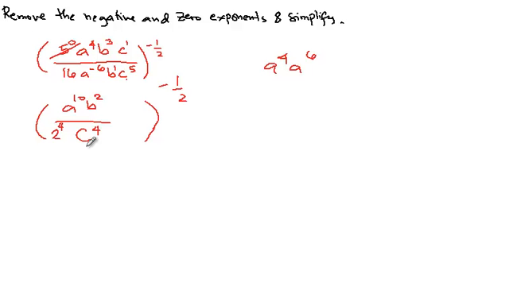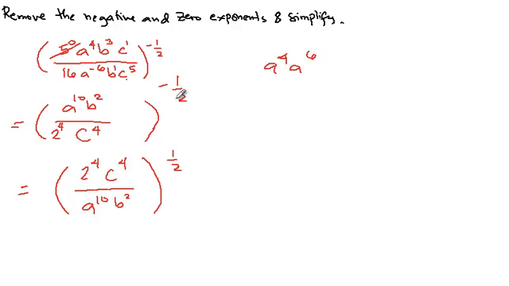So the next step, if you want to remove the negative sign here, we just simply invert this one. Okay, we invert that by putting 2 to the 4 at the top, c to the 4th, a to the 10, b squared, and then you now have 1/2. Okay, that easy. It's the reciprocal, you invert the fraction, then the negative sign just disappears.